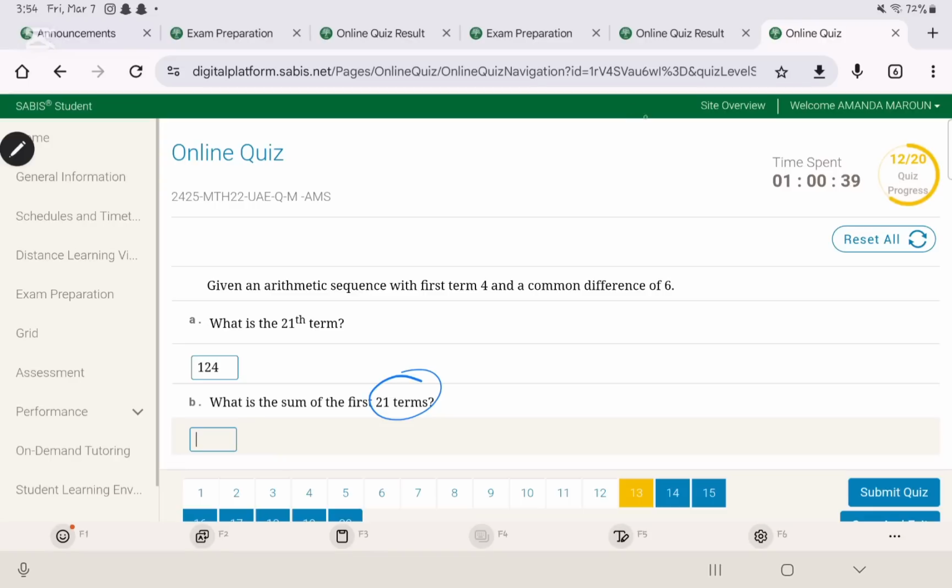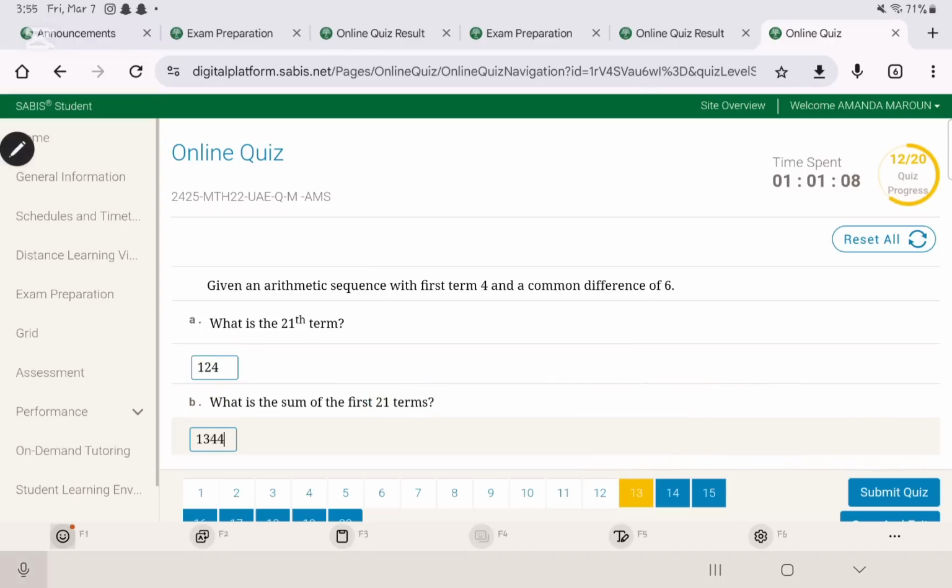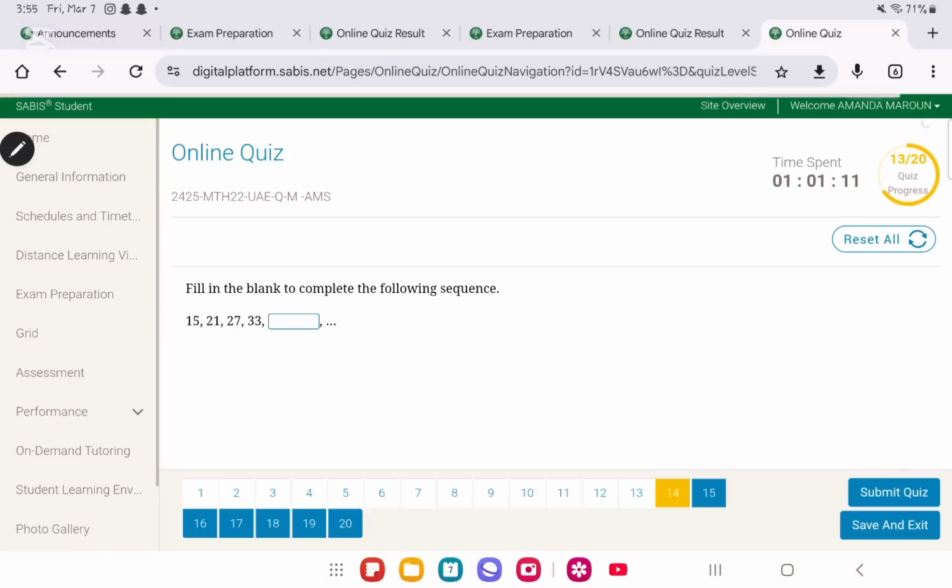What is the sum of the first 21 terms? Very simply, we will apply the rule n over 2 times A1 plus An. n is 21 over 2 times A1, which we know is 4, plus An, which we found to be 124. So put them on your calculator. Okay, I will just do this one on the calculator. 21 over 2 times 4 plus 124. You will get 1,344. So 1344. We move on to question number 14.